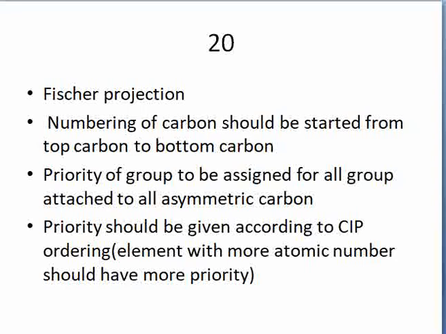In the Fisher projection, the numbering of the carbons is generally given. If it is not given, we have to start from the top carbon to the bottom carbon. Generally, the top carbon should be given number 1 and the bottom carbon the last number. Priority has to be assigned for all the groups attached to all asymmetric carbons, based on the CIP, Cahn-Ingold-Prelog system.